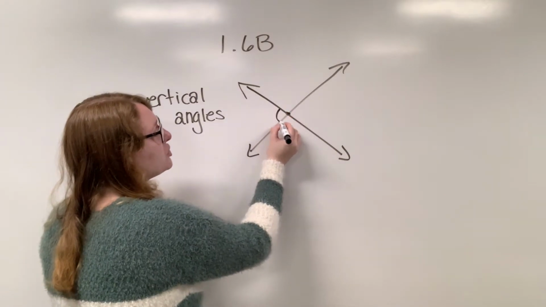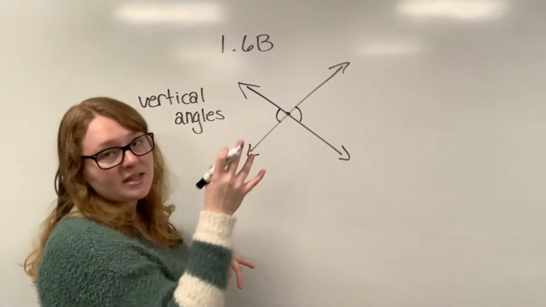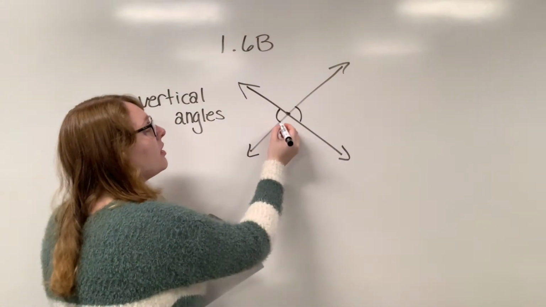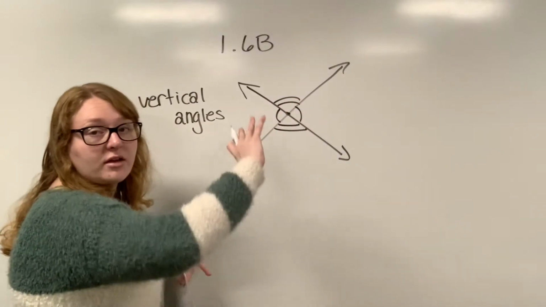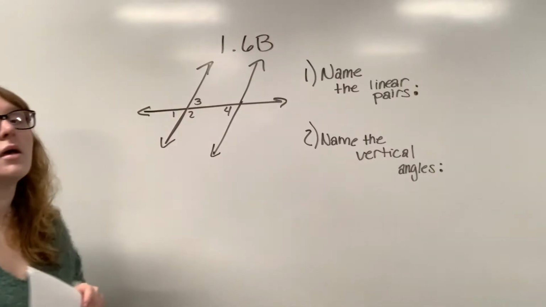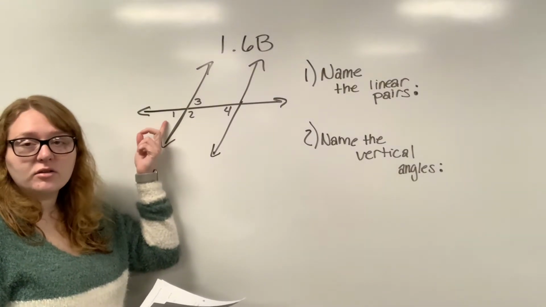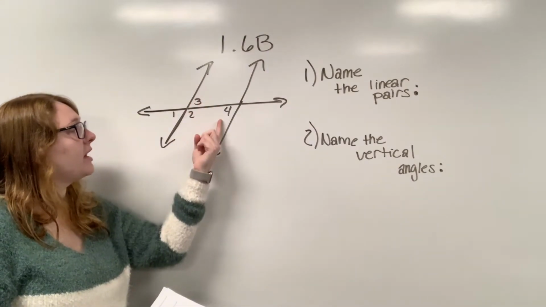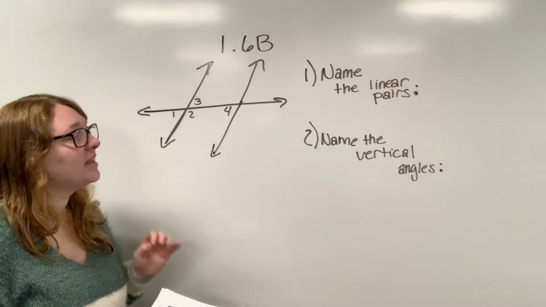So I'm gonna put a strike on either side. So these are congruent because they are vertical angles. The top and the bottom are also congruent because they are also vertical angles. If we were to turn it, it would look just like our crossed arms. Okay, so this problem, we have a picture with 4 different angles, angle 1, angle 2, angle 3, and angle 4. And our first problem wants us to name all of the linear pairs, okay?